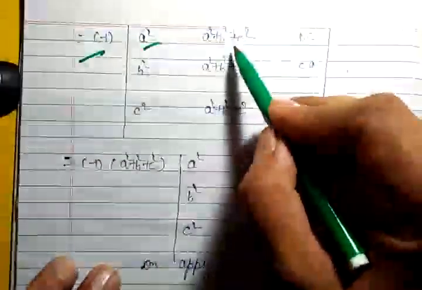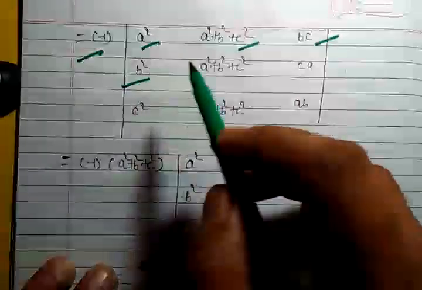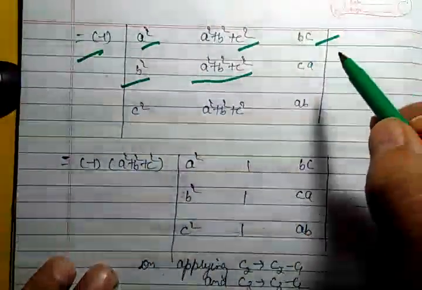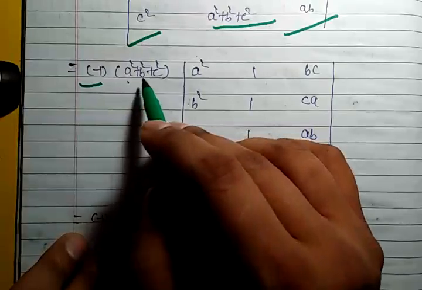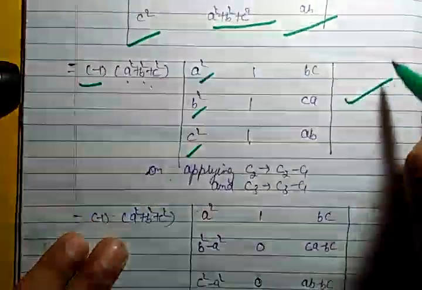Here, a² + b² + c², bc as it is. b², a² + b² + c², ca as it is. And c², a² + b² + c², ab as it is. And take out the common −1, we will get here a² + b² + c², and then we will get a², b², c², and 1 common, bc, ca and ab.